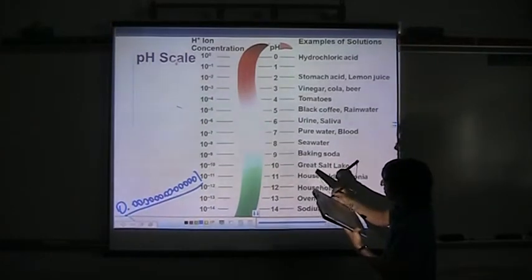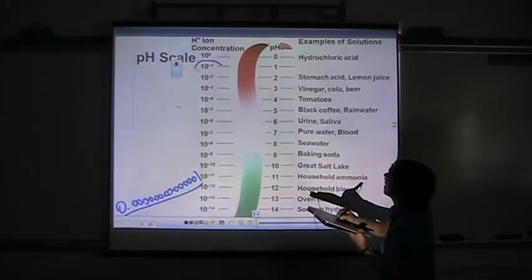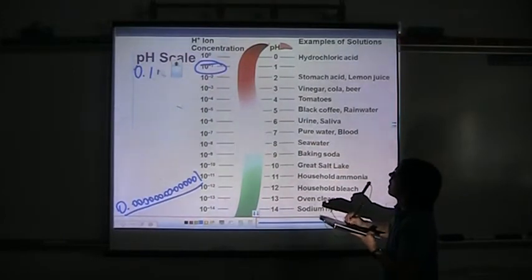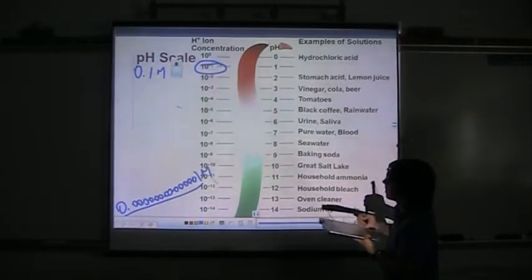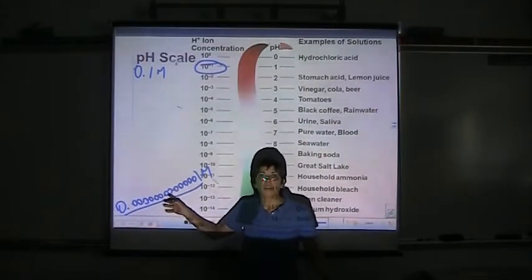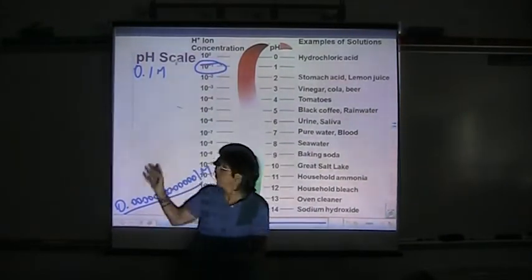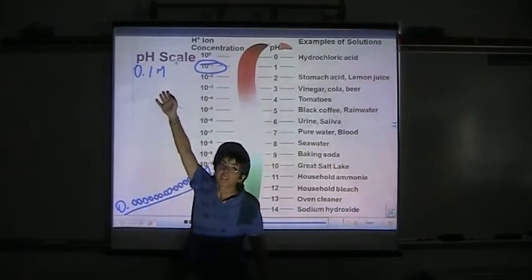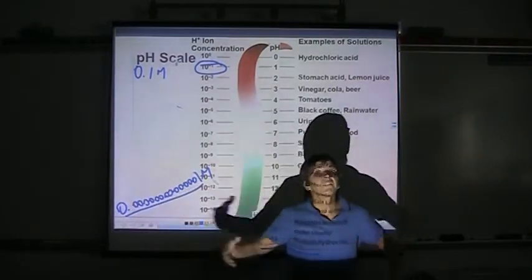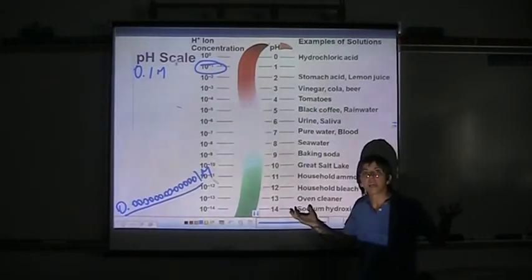What's the concentration of hydrogen in a solution that is pH 1? 0.1 molar. Forgot to add the molar there. Which number is bigger? Which one has more hydrogen? This or this? Obviously, that one has more hydrogen. So, more acidic. And that's what pH is.